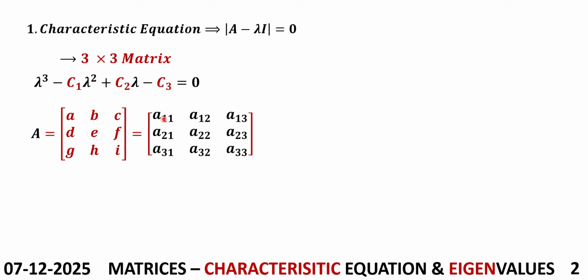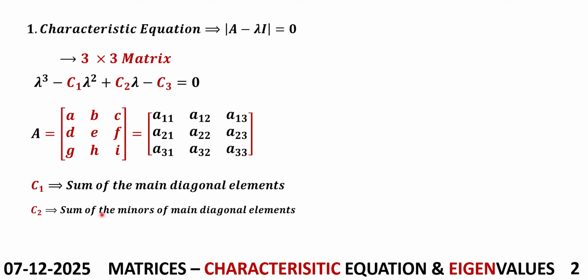Usually a matrix is represented by A11, A12, A13 in the first row, second row A21, A22 and A23, third row A31, A32 and A33. To find C1, just add the leading diagonal, which we have shown with the PowerPoint now: a, e and i. C2 is the sum of the minors of the main diagonal elements, and C3 is usually the determinant of A. Let us see an example with the given matrix of how to write C1, C2 and C3.